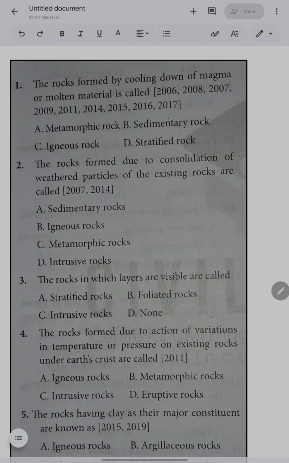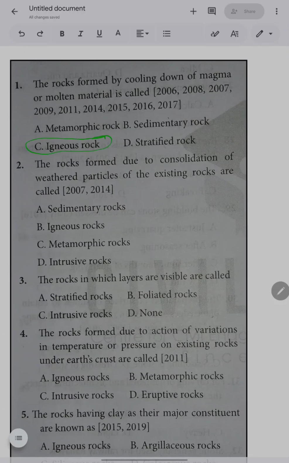Moving to the first question. The rocks formed by cooling down of magma or molten materials is called metamorphic rocks, sedimentary rock, igneous rock, stratified rocks. So here the answer is C. So answer is igneous rocks.